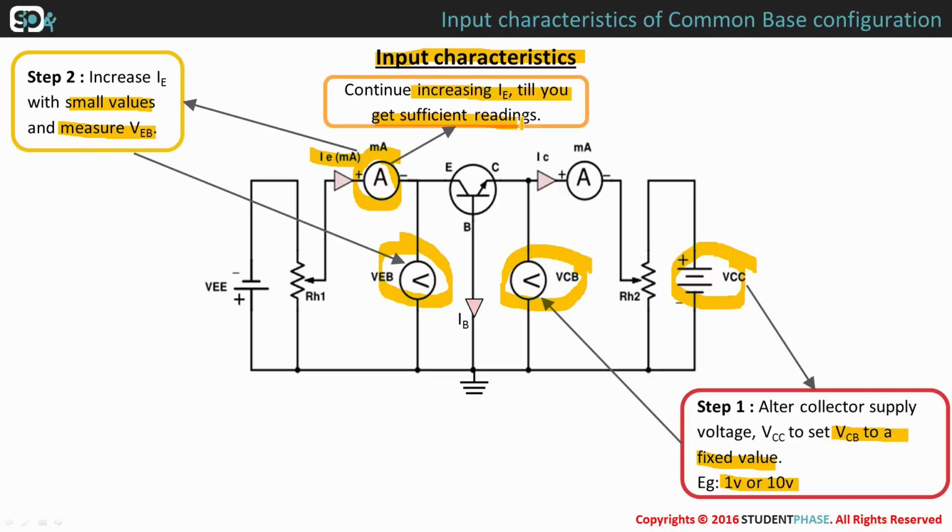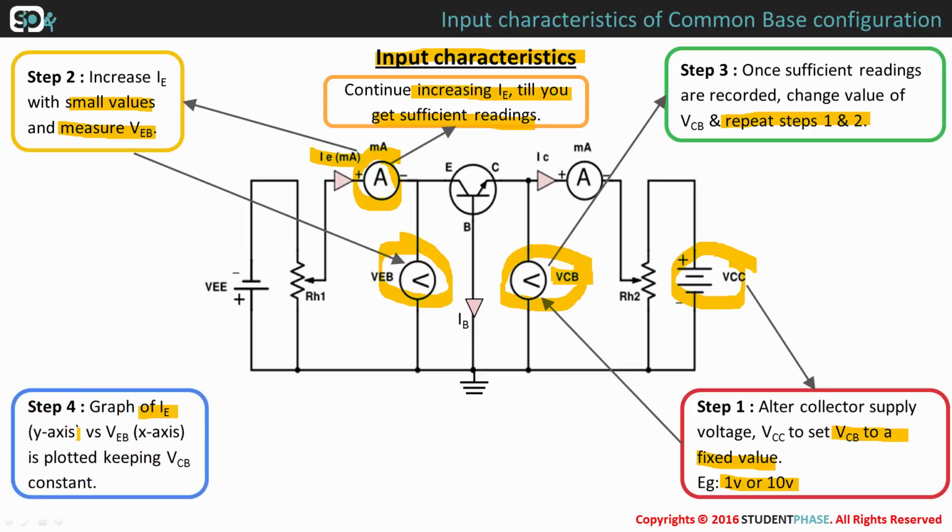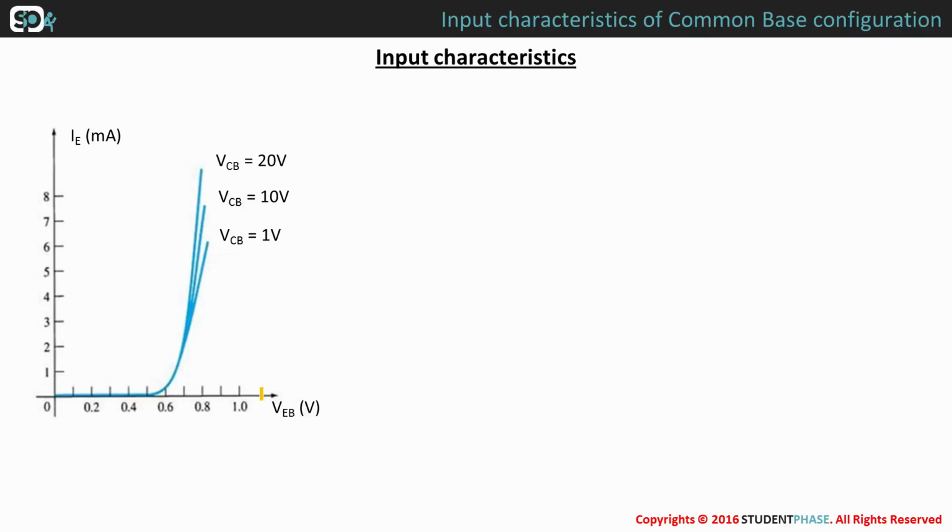Once you get sufficient readings, change the value of collector base voltage VCB, and repeat the above steps 1 and 2. Plot a graph of IE versus VEB, keeping VCB constant. The plotted graph may look something like this. Based on the observations, we can arrive at certain input characteristics.